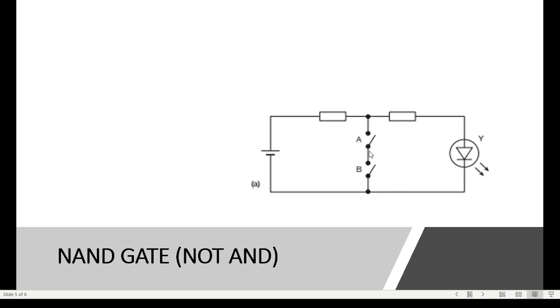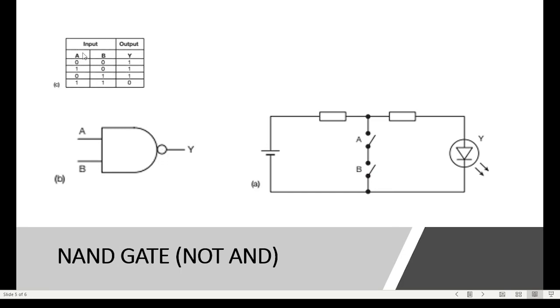switches in series of each other, right? But these switches will be parallel to the output Y, which is the LED. Now this is what a NAND gate looks like. Good? And you will soon find out what the node right here means.